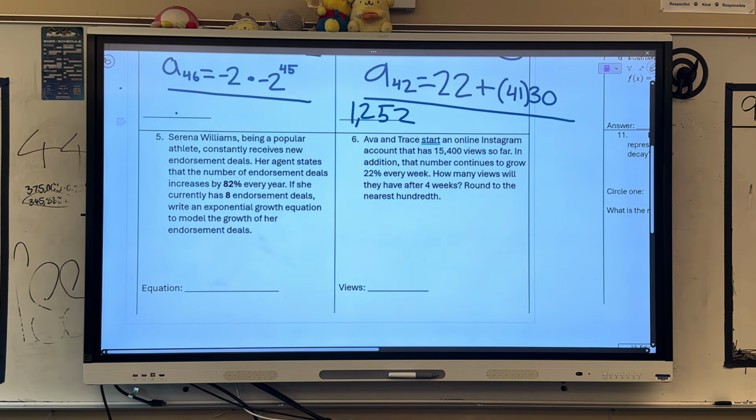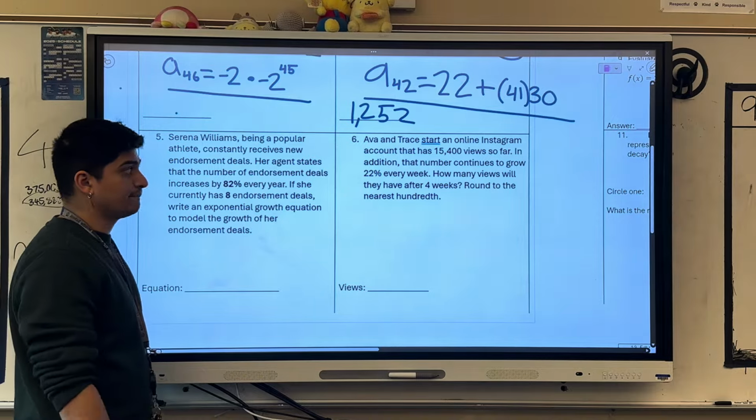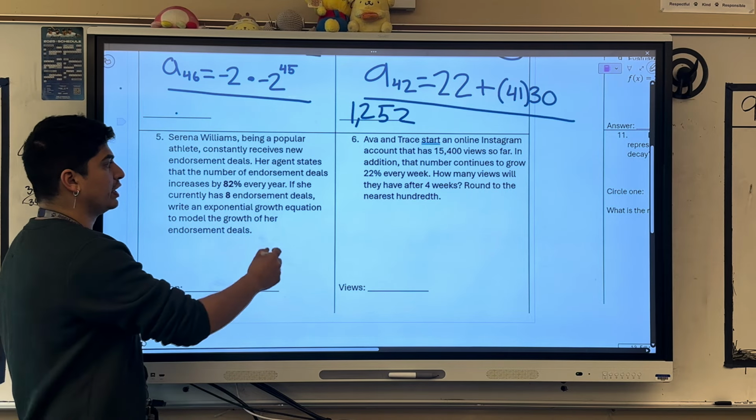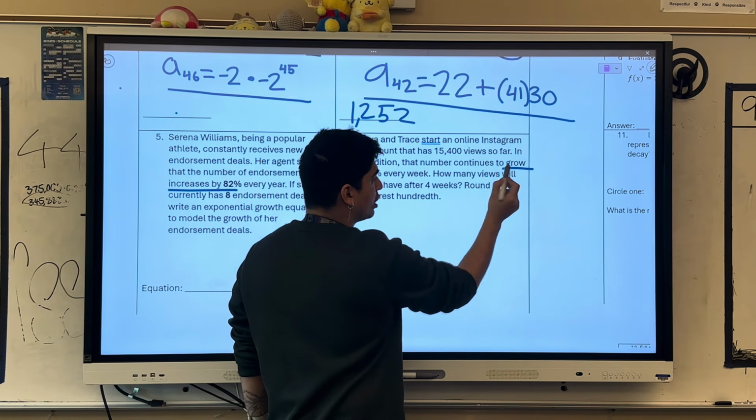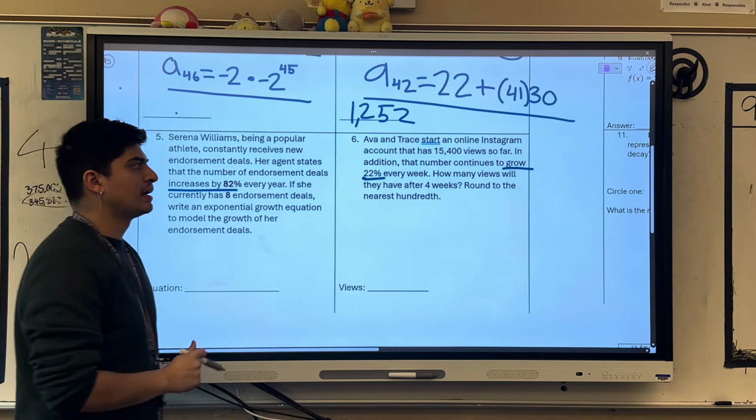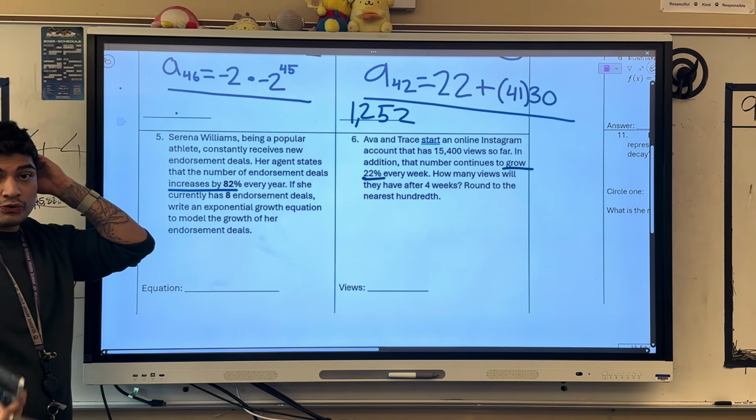Okay, now we're doing some growth and decay. So we're talking about some growth or decay. These ones are actually both growth. I know this because it says increases by a certain percentage. This one's saying it's growing by a certain percentage every single time. So on both of these, we're using the growth formula.